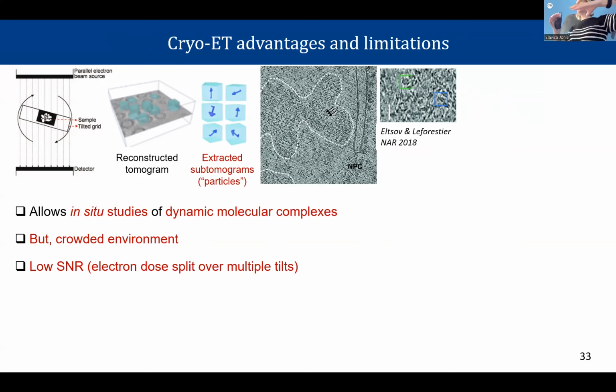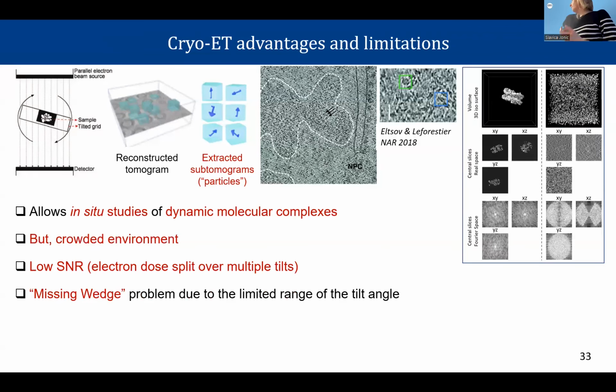So the electron dose is split over the whole series of tilts, so the signal to noise ratio is even worse than in single particle analysis. To be clear, if you inject too many electrons, you heat up the sample and then it's over. So you have this maximum. You will destroy the structure, yes. First of all, it will dry and it will be destroyed.